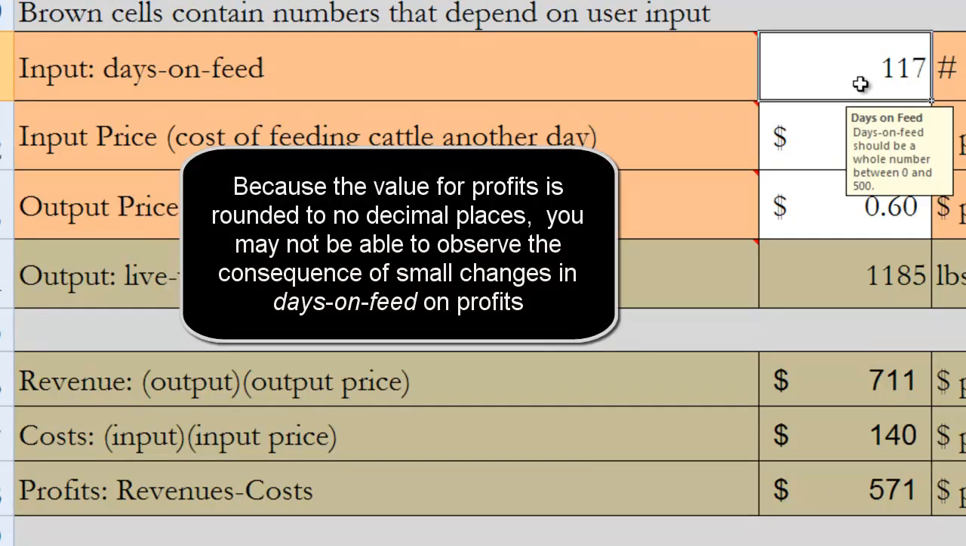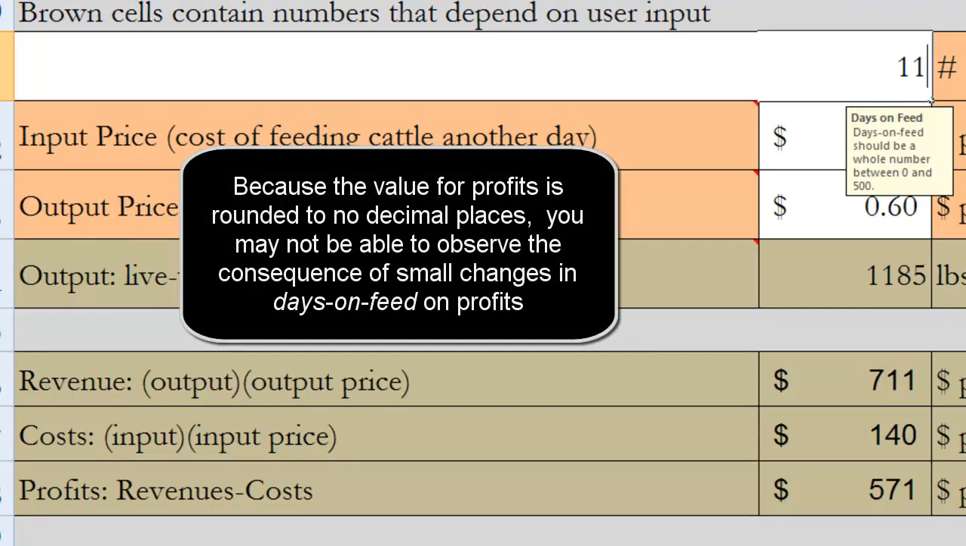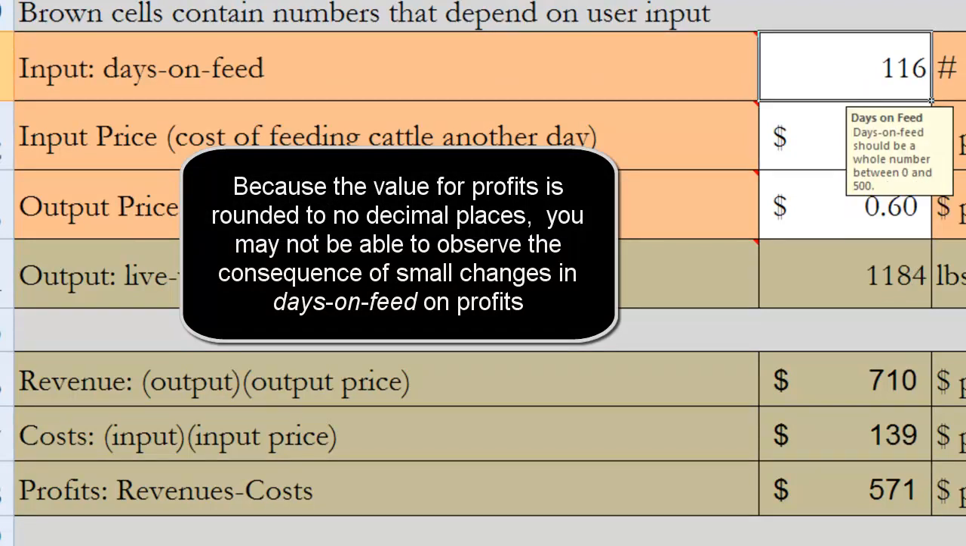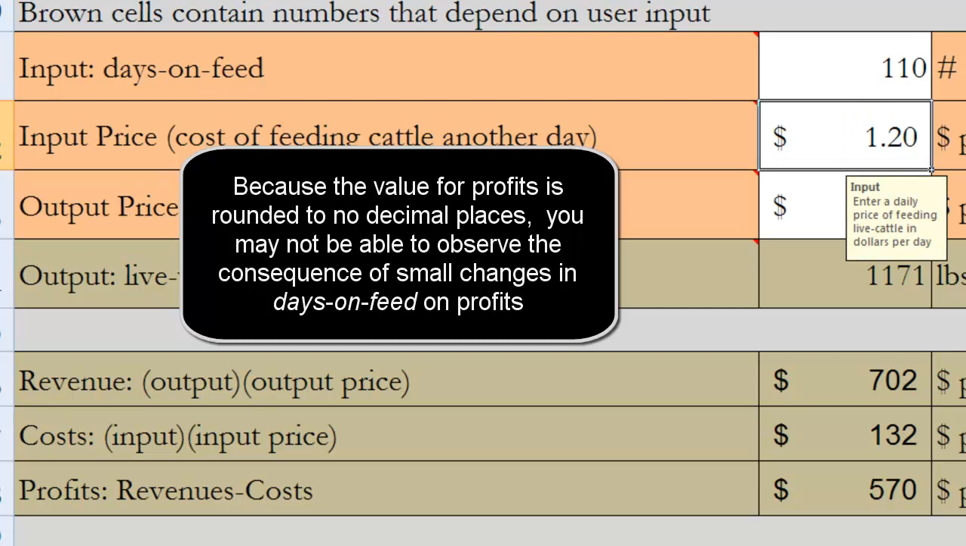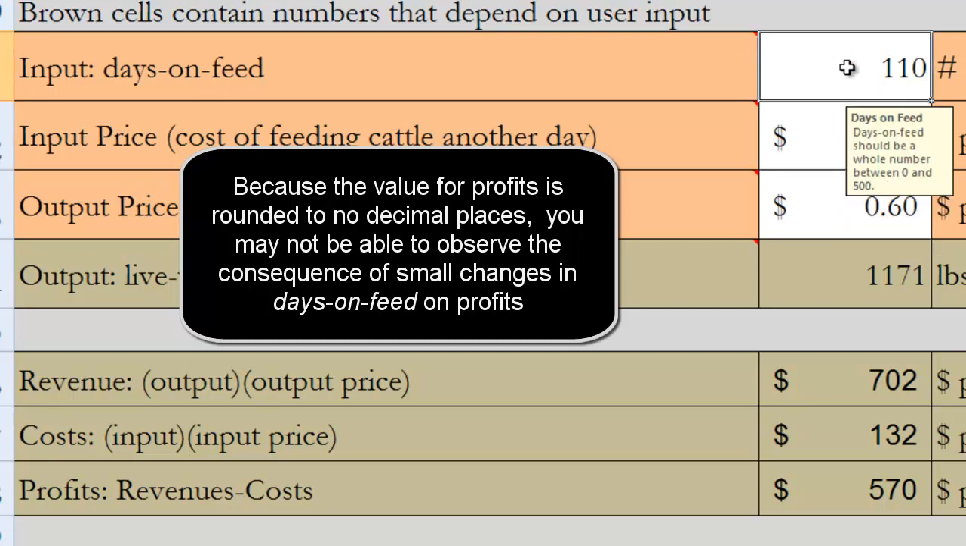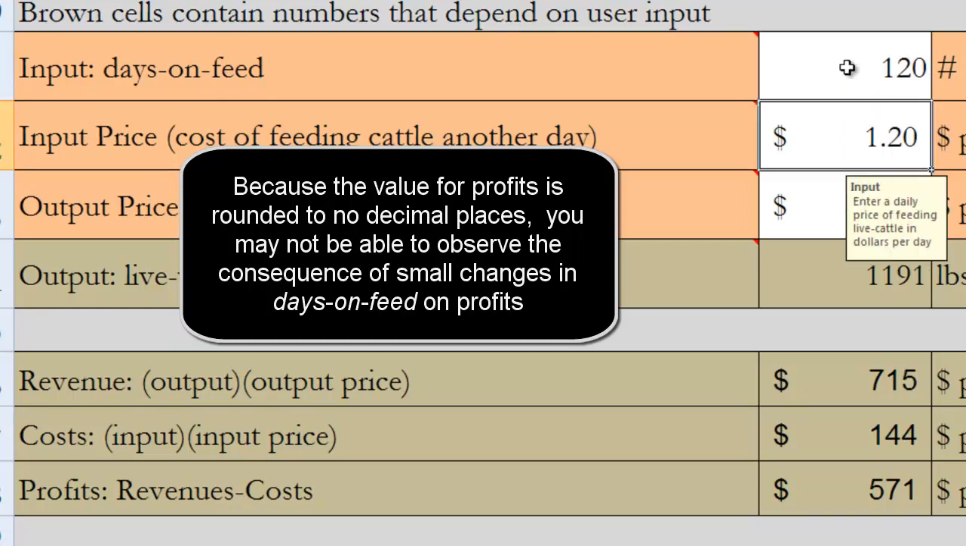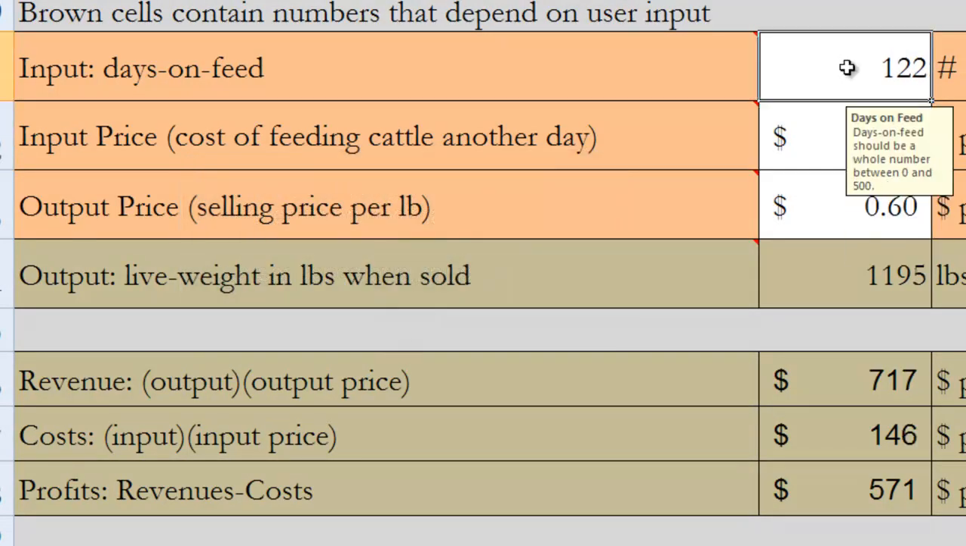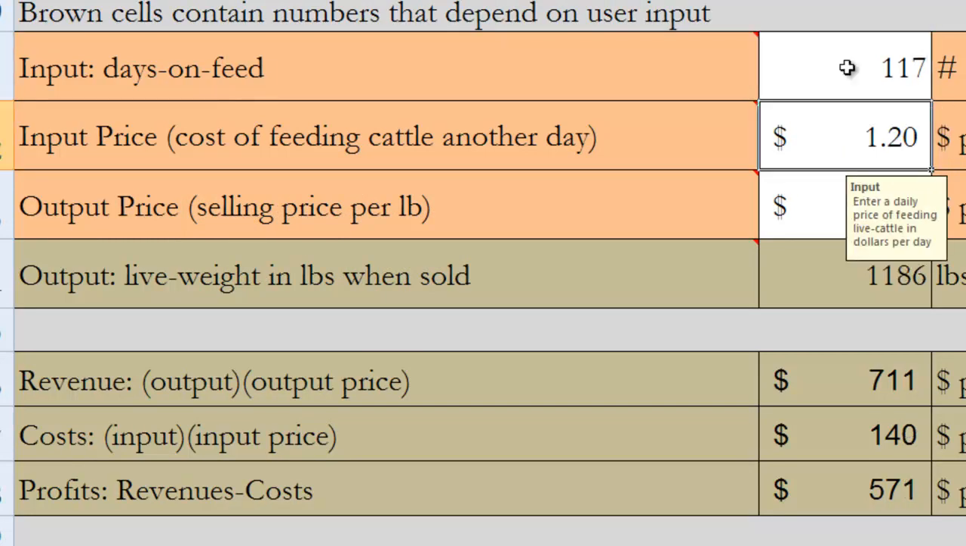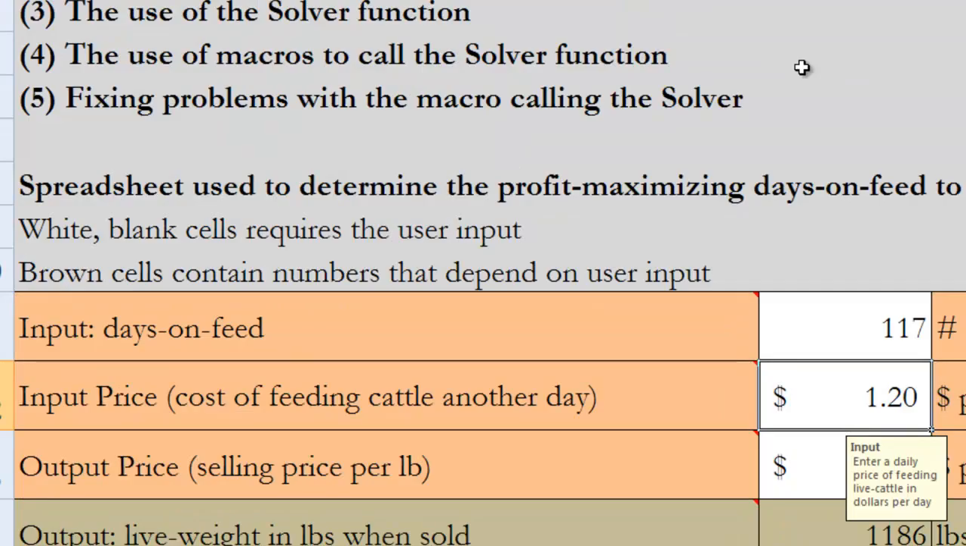Watch what happens to profits if we go from 117 to 116. Now there's decimal places we can't see. So let me go 115, 114, 113, 110, 170. And then also, if we went above 117 days on feed, let's say to 120 or 122, profits would eventually go down. Point is, 117 days on feed maximizes profits.